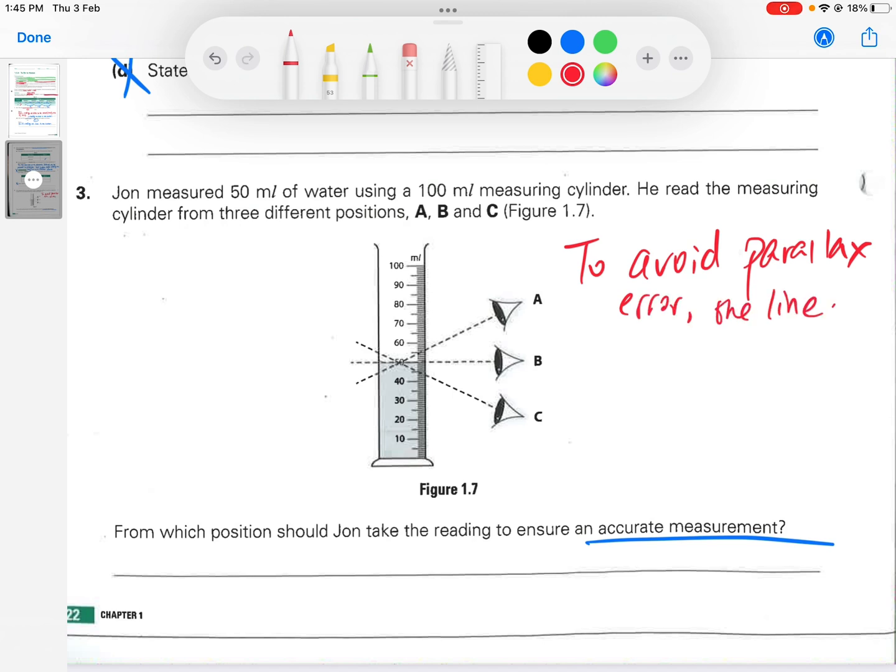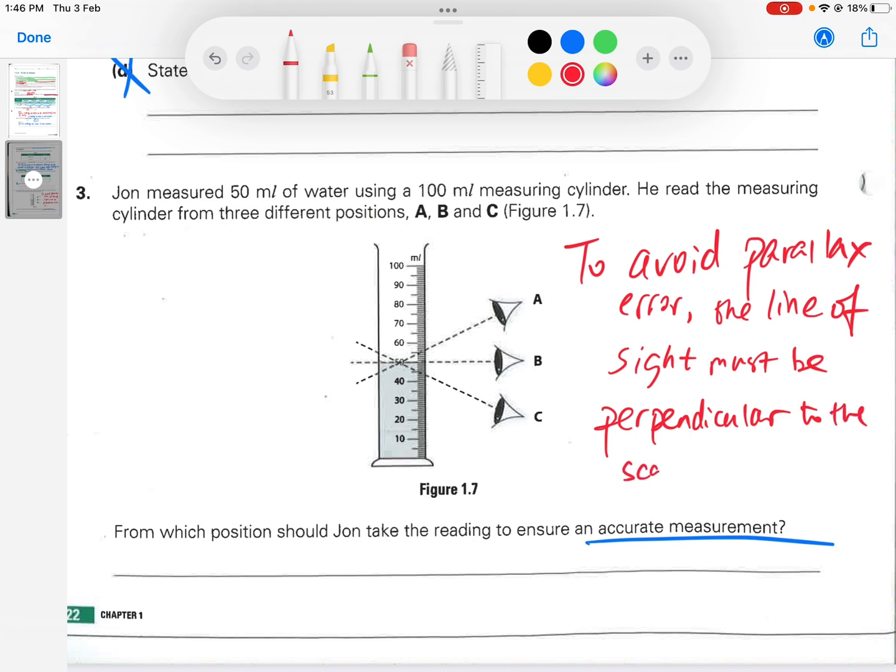Do you remember what we learned in class? Remember, the line of sight must be perpendicular to the scale, right? Must be perpendicular to the scale.